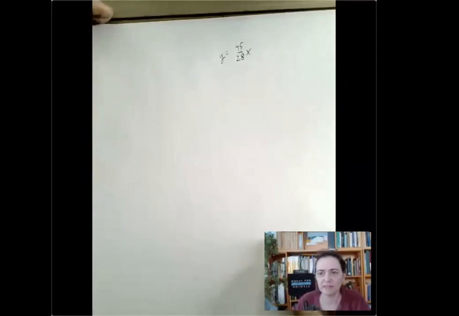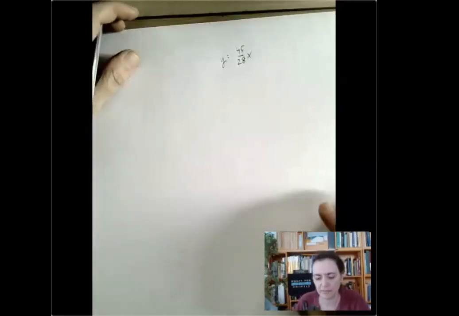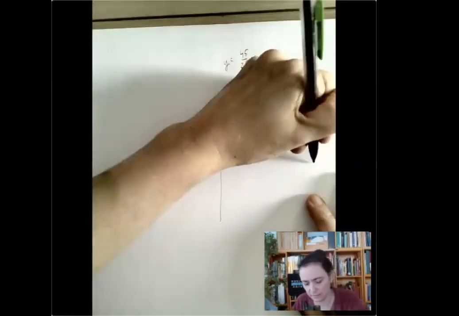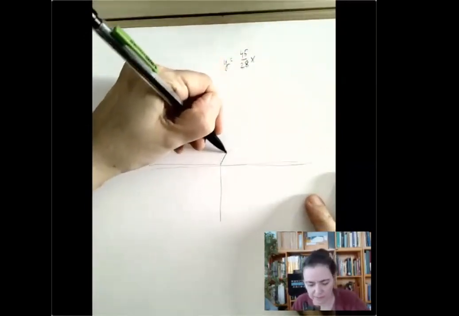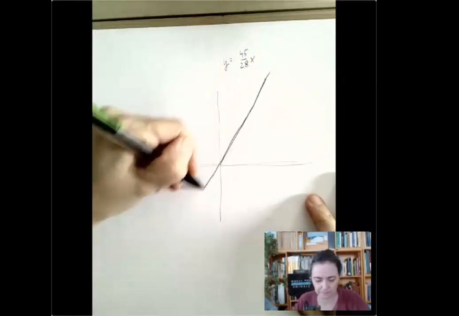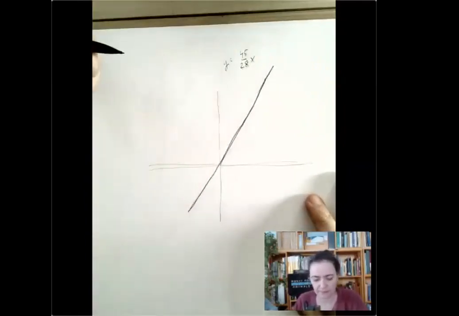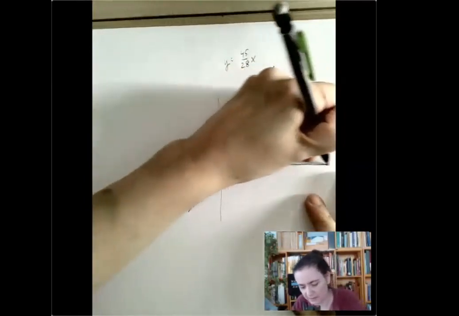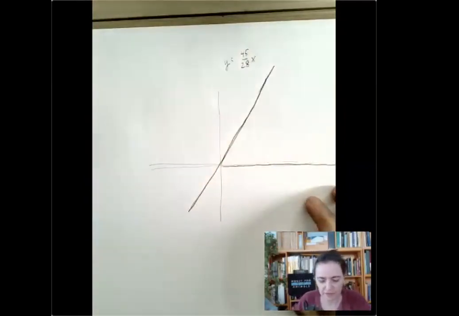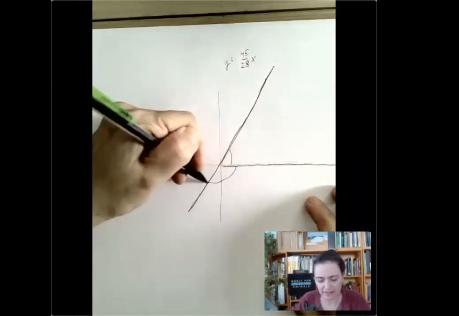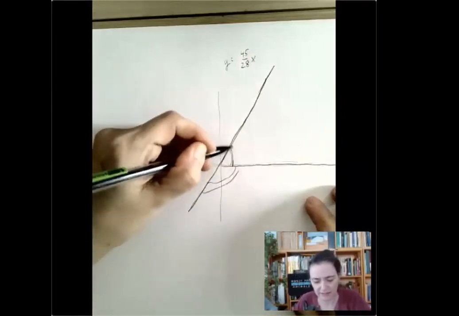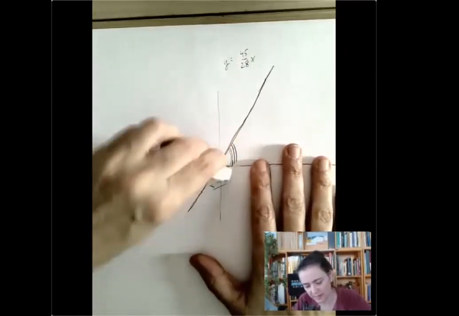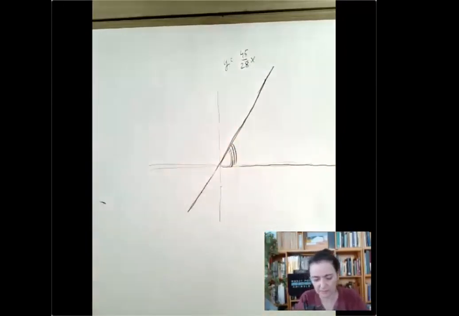But 45 is a little bit less than 56, so this number is between 1 and 2. Something like this. And the positive part of the x-axis is this. And there are two angles formed here, and we're asked to find the smaller one. So basically, the angle formed between this line and the positive part of the x-axis.